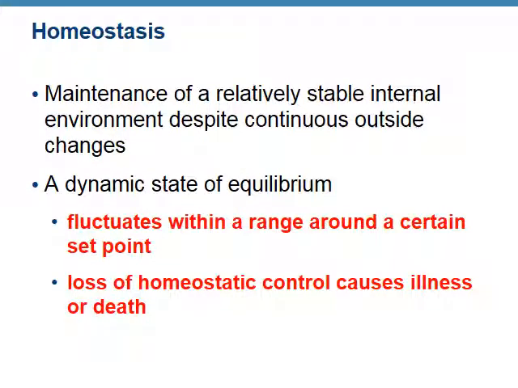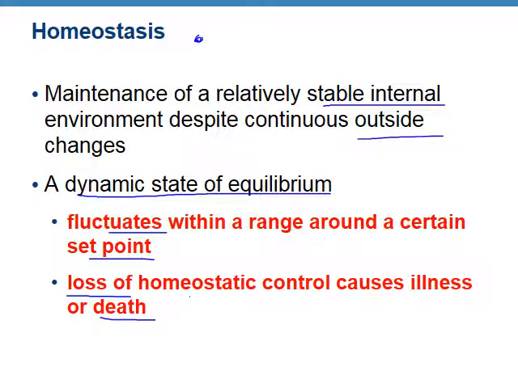Next, we have homeostasis. The idea of homeostasis is that you have a stable internal environment despite what's happening outside. So inside the body is staying stable despite what's happening outside. This sometimes is called a dynamic state of equilibrium. It fluctuates around a set point, and if you lose control of your homeostatic functions, this can result in death or illness. So let's say this is our set point.